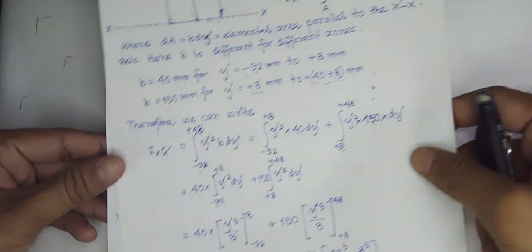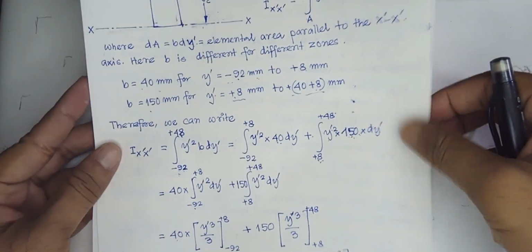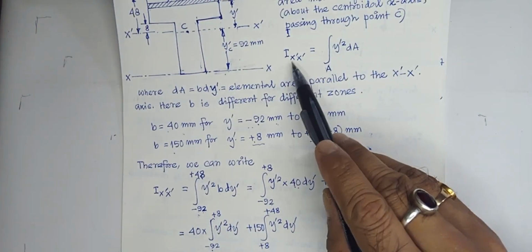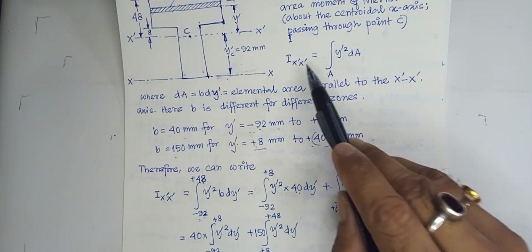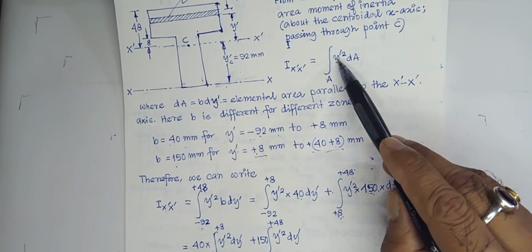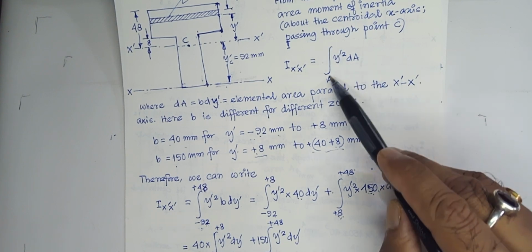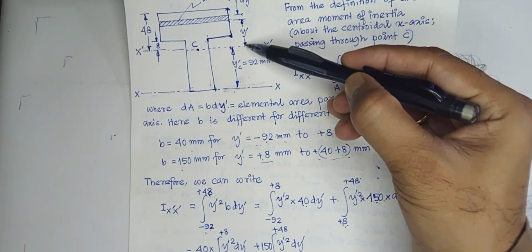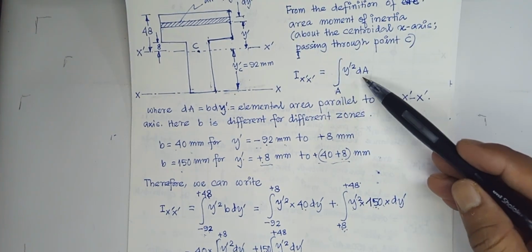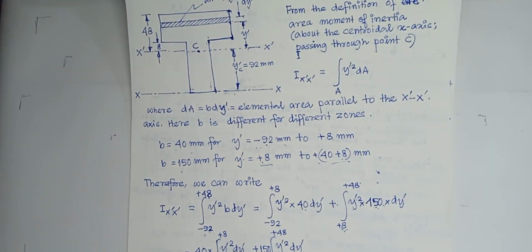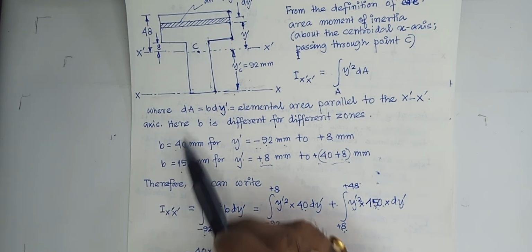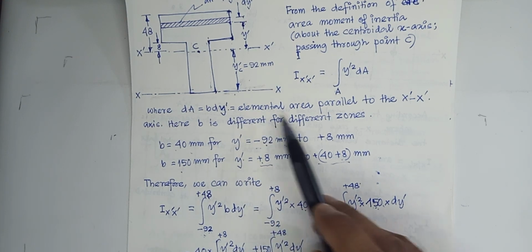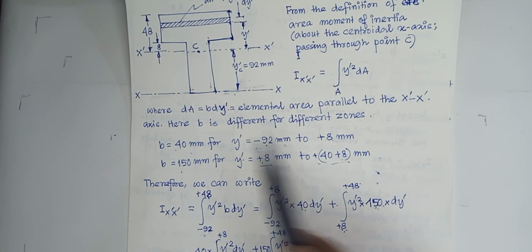Then we will go for using the definition. Remember that. So here one thing we have to follow, that this is the definition. I x prime is equal to the integral of y prime square dA over the whole area. So y prime square means the square of this distance multiplied by area, integrated over the whole area. Again I told that this is the differential area, so that is b dy prime, the elemental area parallel to the x prime axis.